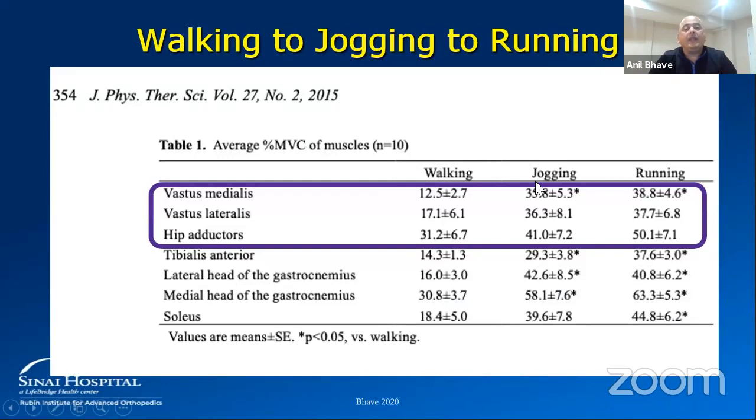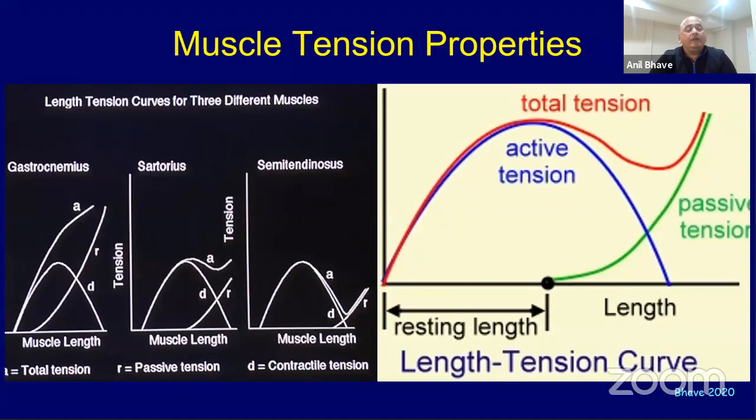And then in running or jogging, it gets even worse. You need a lot more strength to be functional. Running and jogging takes 3 times more than what you need for walking. The other thing is, we have to look at muscles differently. We have to look at muscles, each muscle is different.